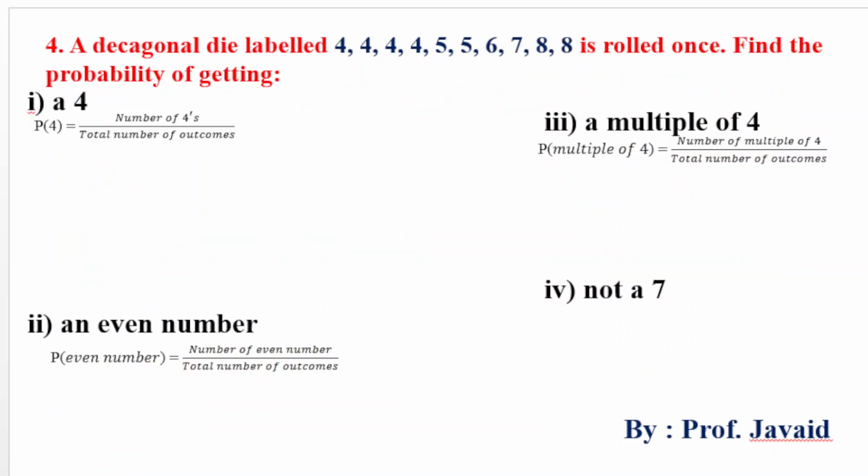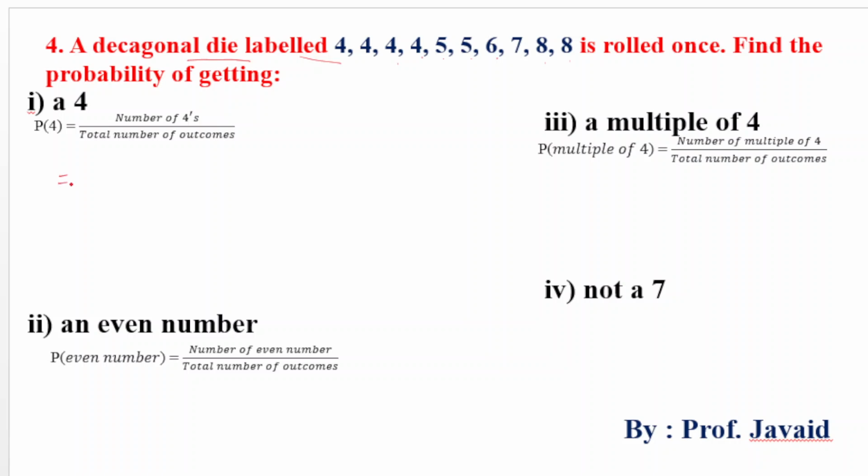The fourth question is in front of us. Okay, so this is interesting question and very easy. Okay, so a decagonal die, decagonal mean having 10 sides. Okay, so you can count 1, 2, 3, 4, 5, 6, 7, 8, 9, 10. Okay, so these are the 10 is rolled ones. Find the probability of getting 4. Okay, so probability of getting 4.